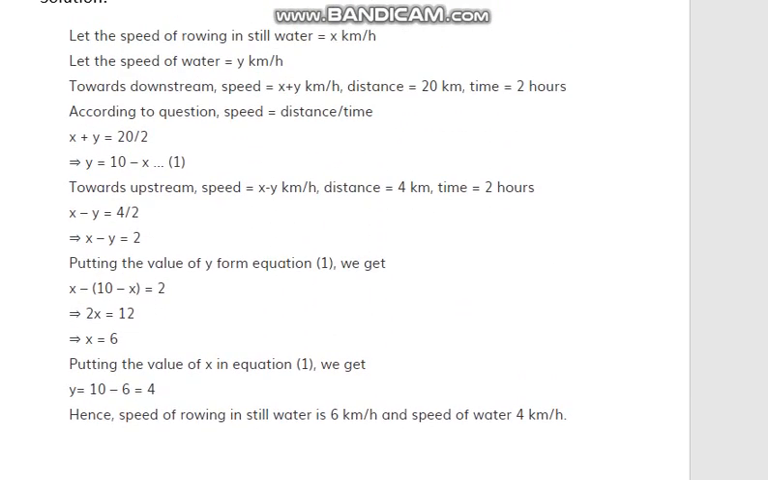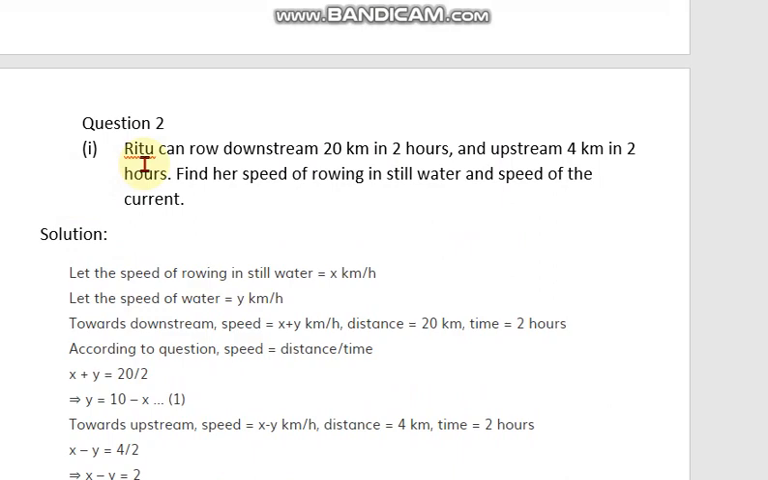Now we have the word problem here. So let us start with the second sum. Question number 2. Ritu can row downstream 20 kilometers in 2 hours and upstream 4 kilometers in 2 hours. Find her speed of rowing in still water and the speed of the current. So let us see the solution.